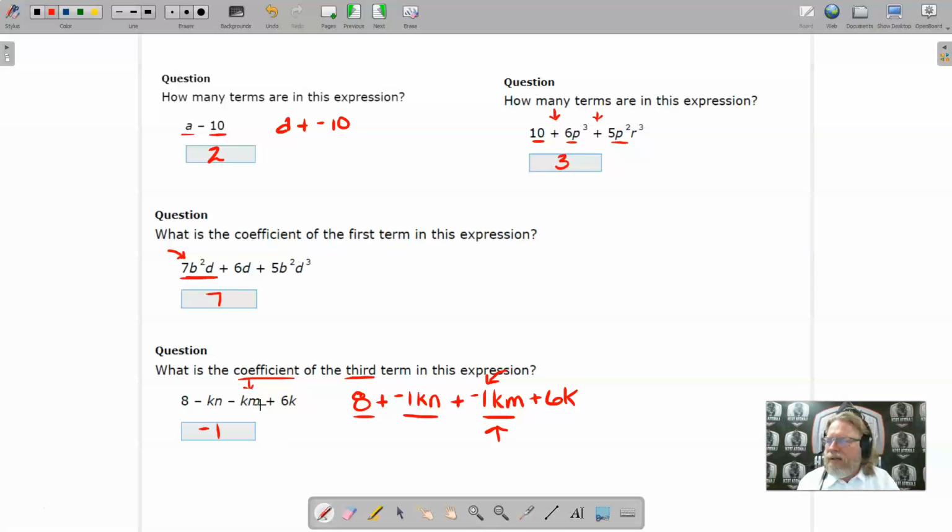But just because there's no number in front of the variables does not mean that it does not have a coefficient. Whenever you can't see it, it's the invisible one. It's always the value of 1. You can't see it. It's the invisible one.